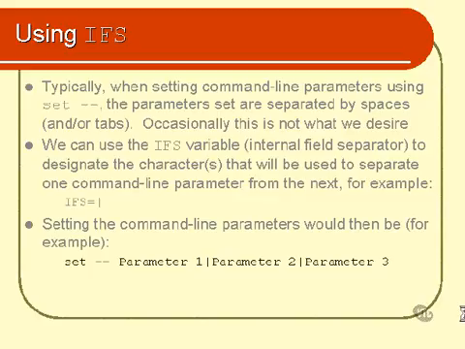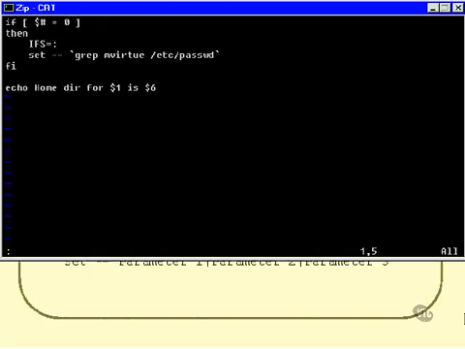Let's have a look at a more practical example using IFS. This is a similar example to one that we saw a little earlier, where we say if there are no parameters on the command line, then we set them ourselves, and then we just simply echo out some of those parameters. Now what I'm actually going to do is get the command line parameters from the /etc/passwd file. So the first thing I'd like to do is actually run this command line and see what it looks like: grep mvirtue /etc/passwd.